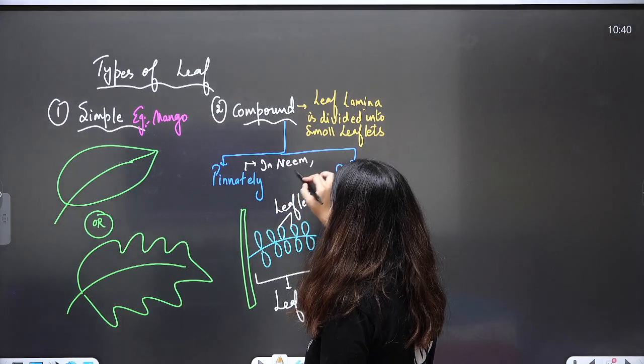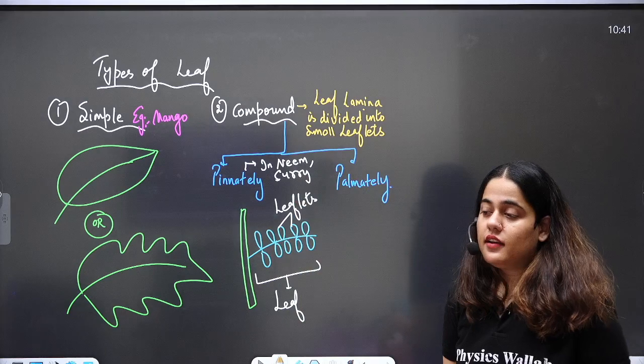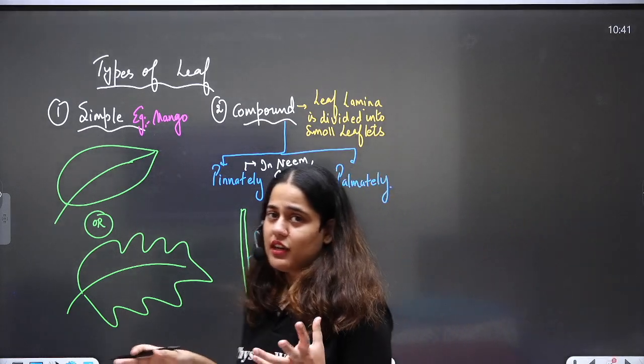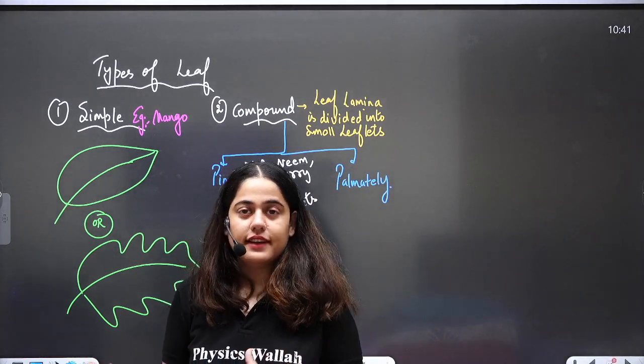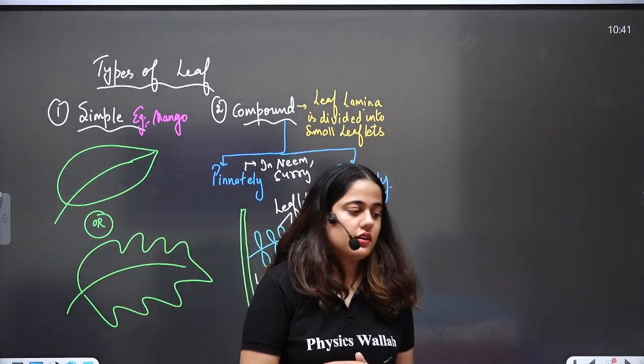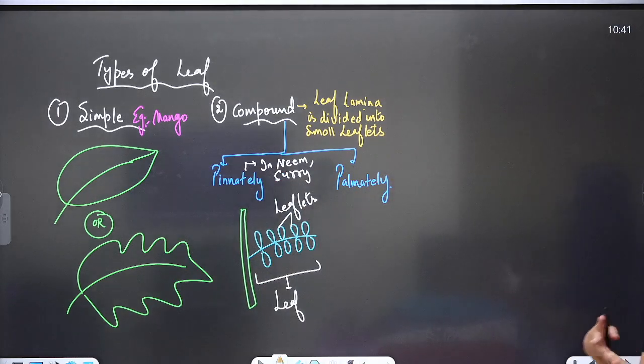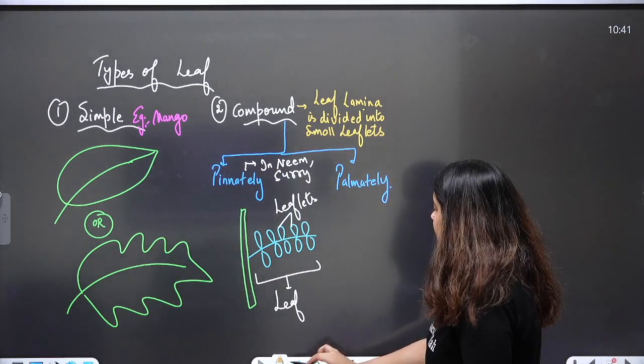And the curry plant, the curry leaf that you use in different food like poha, South Indian food like dosa, idli. Idli nahi, like it's in sambar, right? You add it in sambar during tadka. So yes, neem, curry. Then palmately compound leaf.